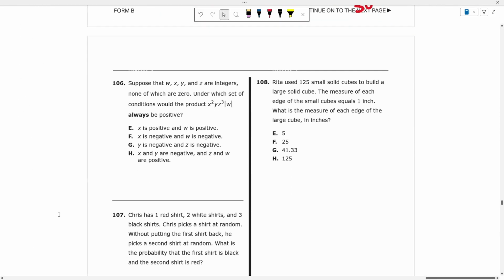Number 106 says that suppose w, x, y, and z are integers, none of which are 0. Under which set of conditions would the product x squared yz cubed and the absolute value of w always be positive? So here's the thing.